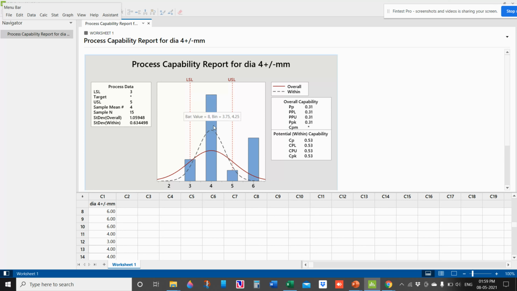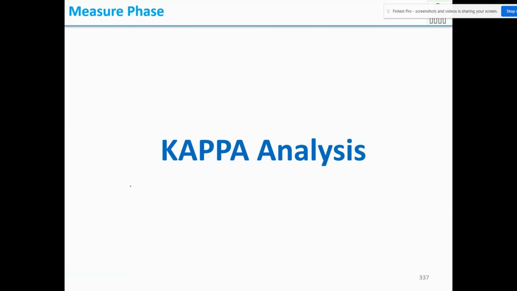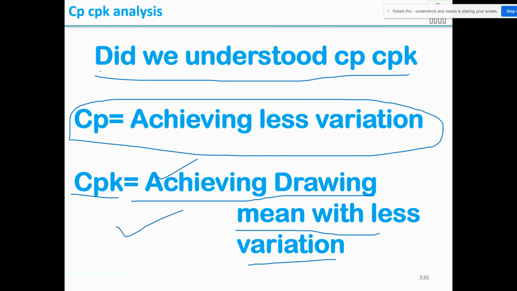Why? Sigma is very high. So what is this overall and within? Within is nothing but for the given data. Overall means in the future it may come like this. It will not be like this, it will become like this. So this is the representation of prediction. Okay, so this is an example of CP/CPK in Minitab.